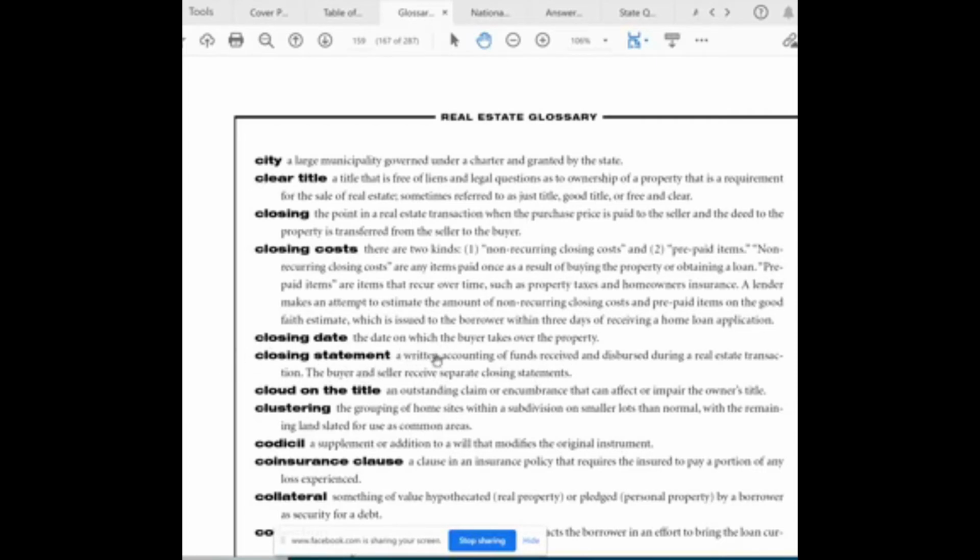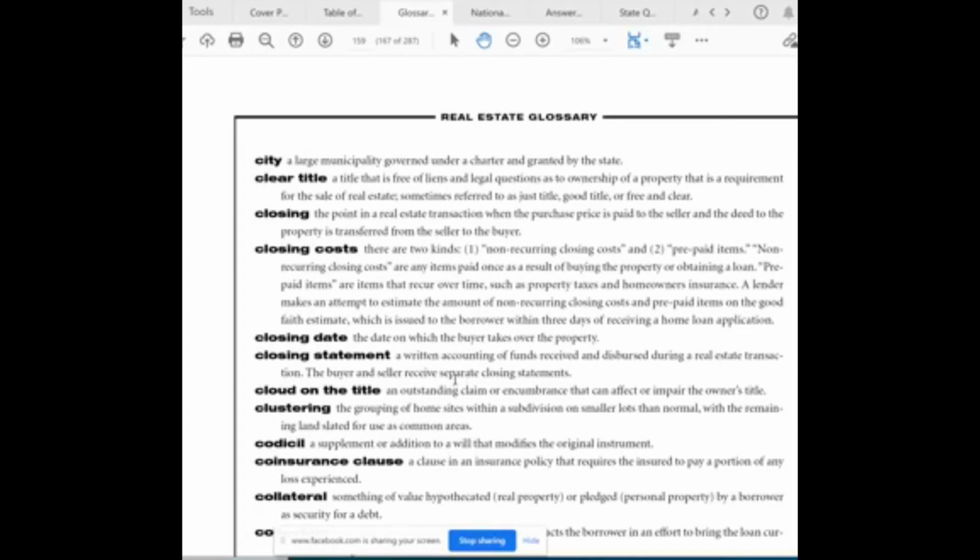Closing date is the date on which the buyer takes over the property. So at that point, there are certain expenses the seller pays and other expenses that the buyer starts to pay as of the closing date. So the property taxes are prorated.